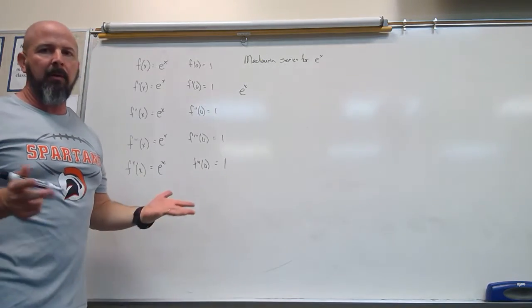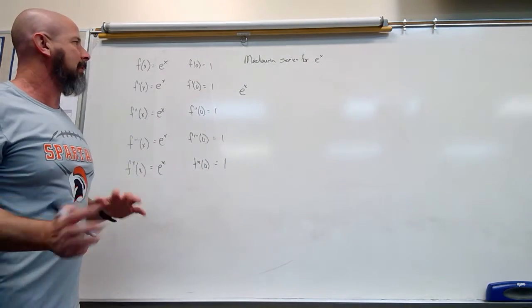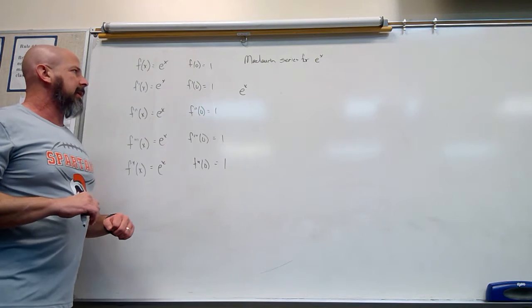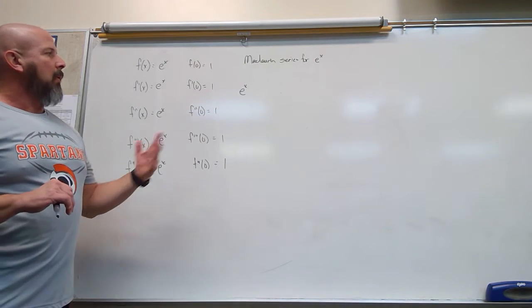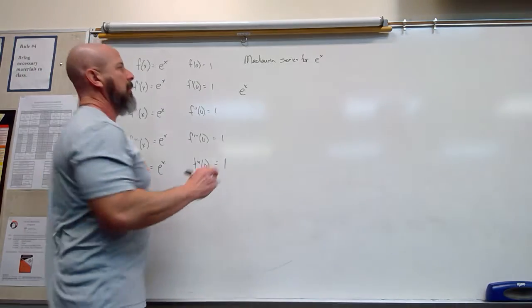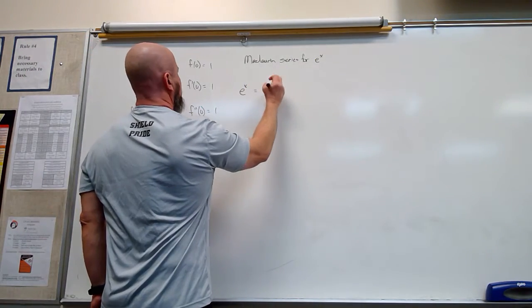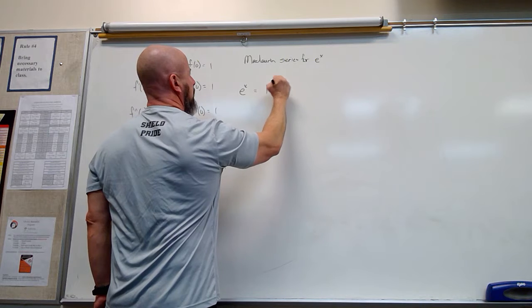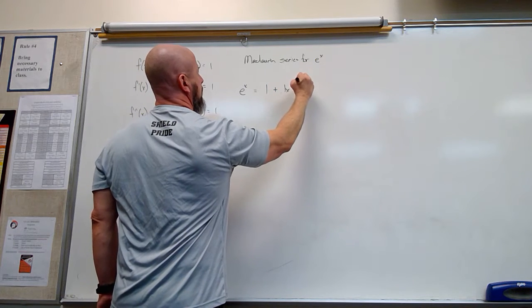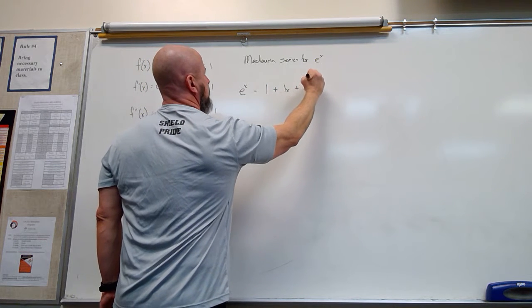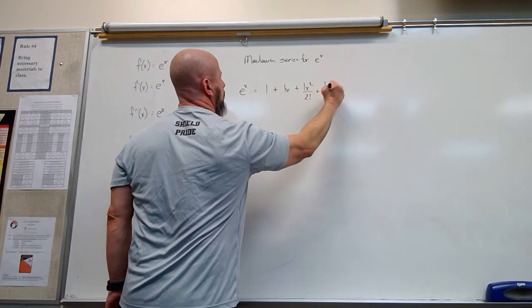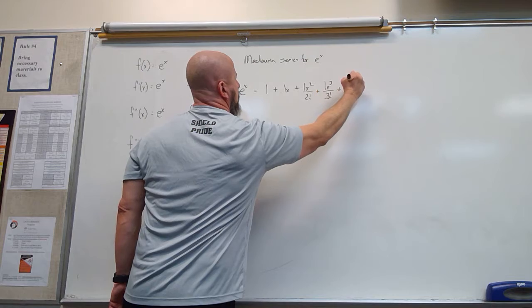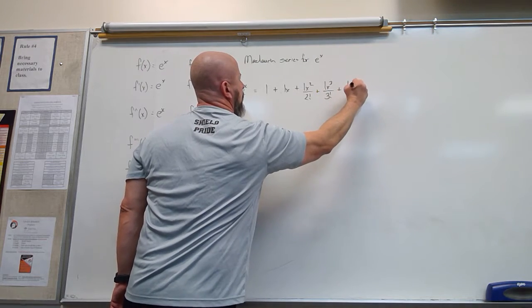The nice thing about the video, you can pause the video to get that down. It's just nice to write it all down ahead of time because it makes the video a little bit shorter. When I go through and write the Maclaurin polynomial, e to the x would be 1 plus 1x plus 1x squared over 2 factorial plus 1x cubed over 3 factorial plus 1x to the 4th over 4 factorial.